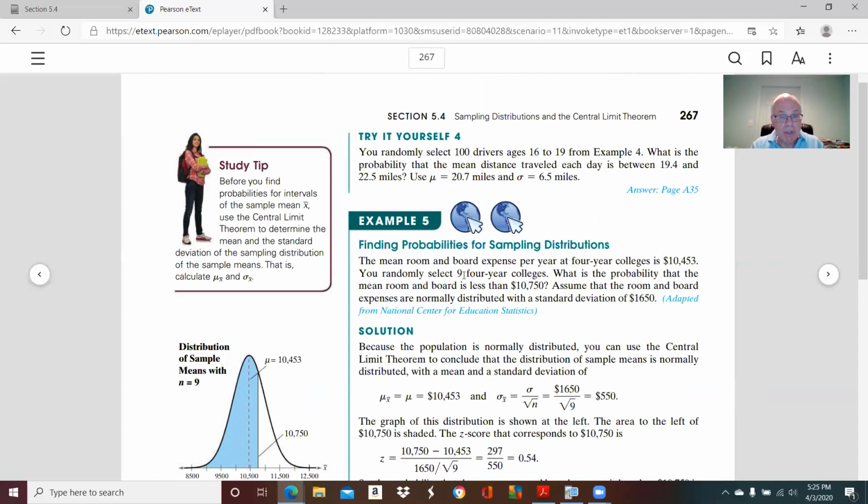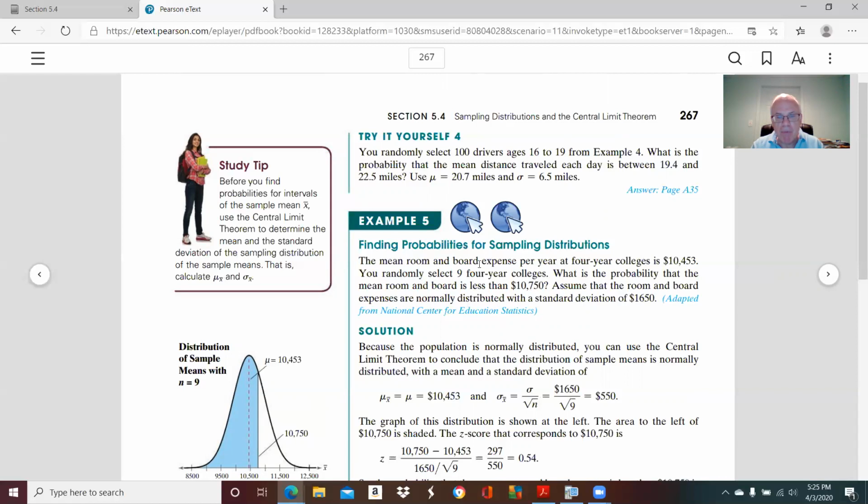Now, you randomly select 9 colleges. Well, wait a minute. 9 is much less than 30. Do we have to assume something? Yes. We have to assume that room and board expenses are normally distributed. That's the population's normally distributed. Otherwise, we can't use normal CDF. We can't use the central limit theorem because we're only selecting 9 colleges. That's our sample size, 9. So we had an opportunity here to look at the population, and we see it's normally distributed, so we're good.